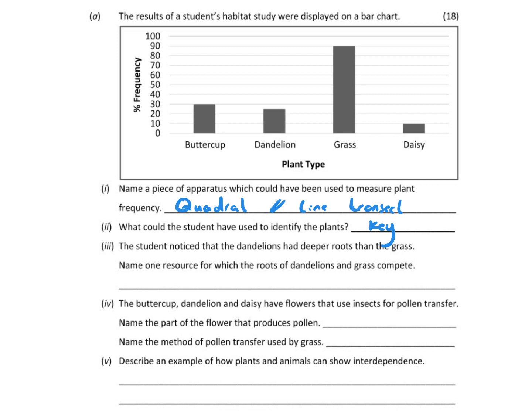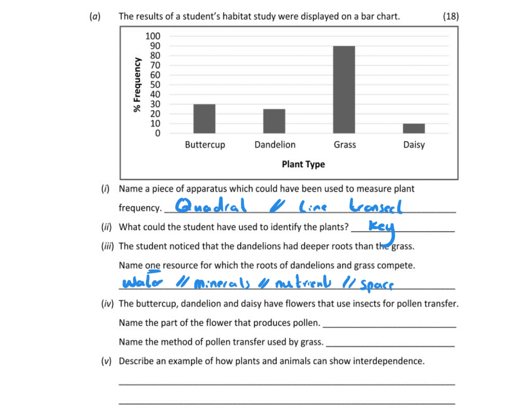The student noticed that the dandelions had deeper roots than the grass. Name one resource for which the roots of dandelions and grass compete. So they can compete for water. So we get our marks for that. If we wanted another acceptable answer, we only will write down one though, because that's all we need. They do also compete for minerals. They also compete for nutrients. And they can compete for space as well. Okay, but again, we only need one resource there, so just make sure we're writing down just the one.